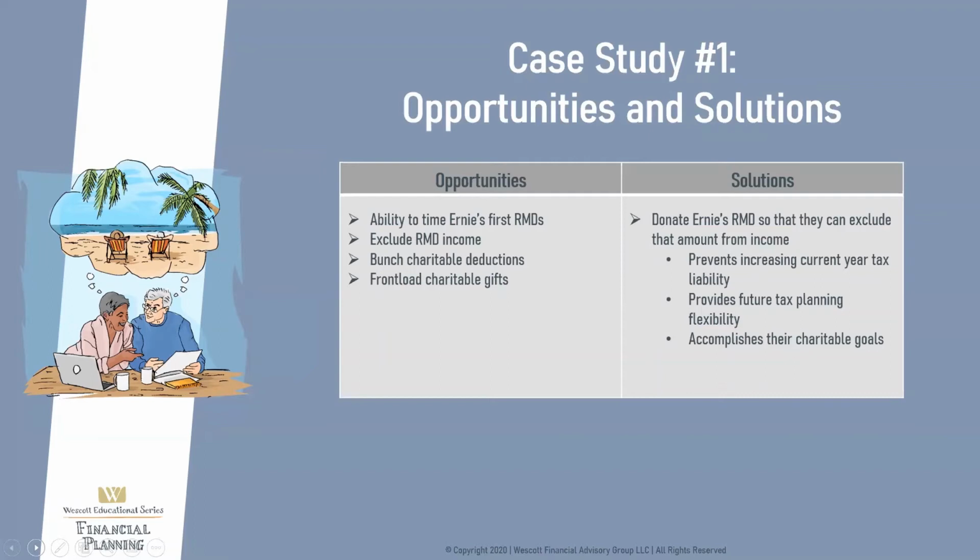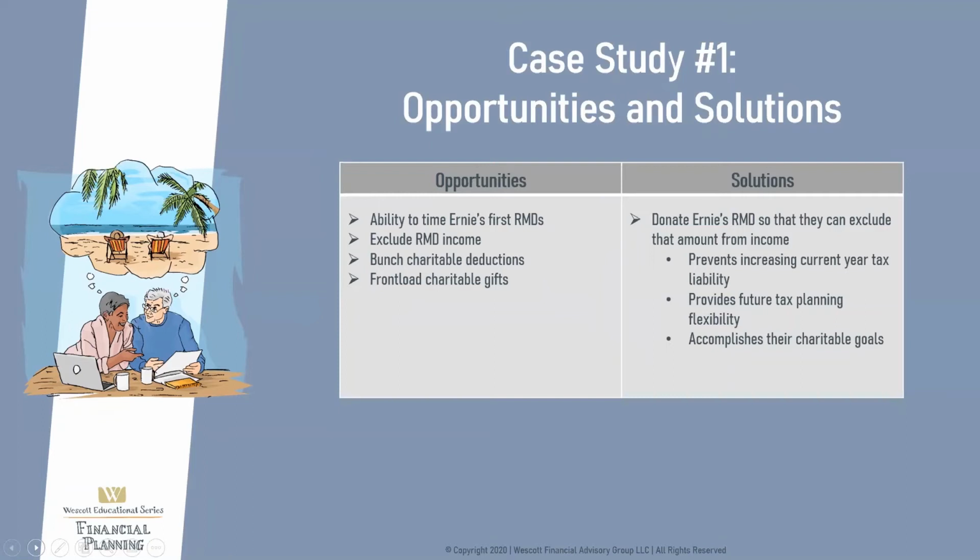Like we said, Ernie's income for this year is likely higher than it will be in future years. Because there is potential for future lower income tax rates, it is important that we plan for him to have the flexibility to take advantage of this opportunity without unnecessarily increasing this year's liability.